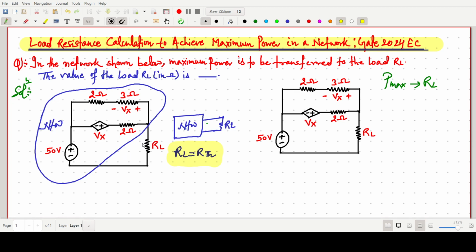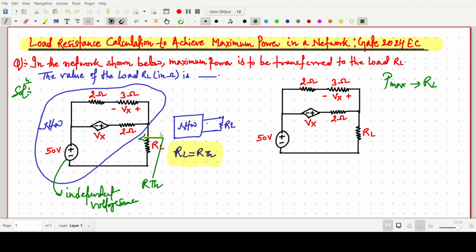So what we have to do? We have to find the overall RThevenin value. In the RThevenin case, we have to short circuit the independent voltage source. So this one is our independent voltage source, and some dependent voltage source is there. So we cannot do anything about the dependent one.